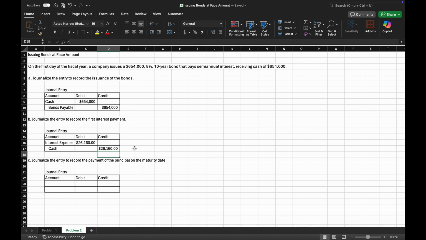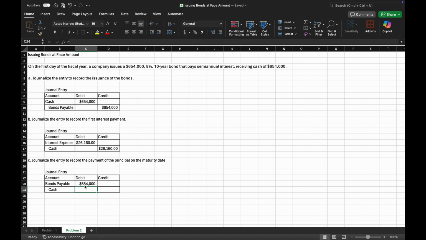Now for part 3. Here I have to record the payment of the principal on the maturity date. The two accounts being affected are bonds payable and cash, which, as I said before, this last journal entry is basically a flip of the first one. Bonds payable is decreasing as the company pays the investor for the bond. If the company pays the correct amount, which we are assuming they do, bonds payable is removed at the face value of the bond, which for this problem is $654,000. So let's put that as the debit to the bonds payable account.